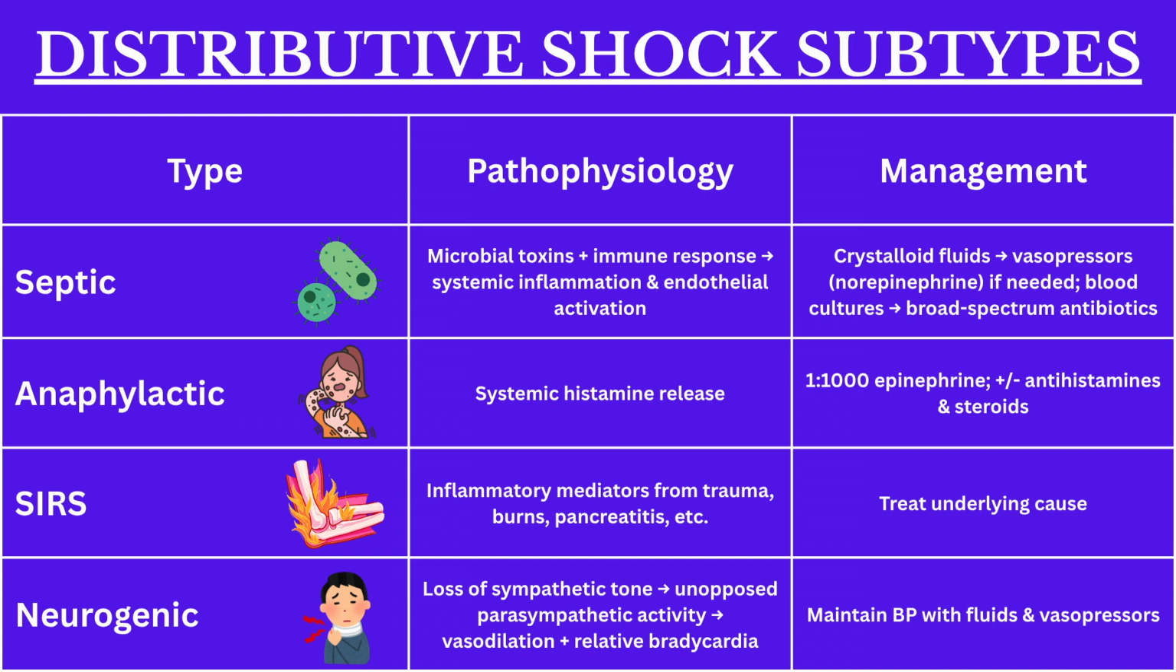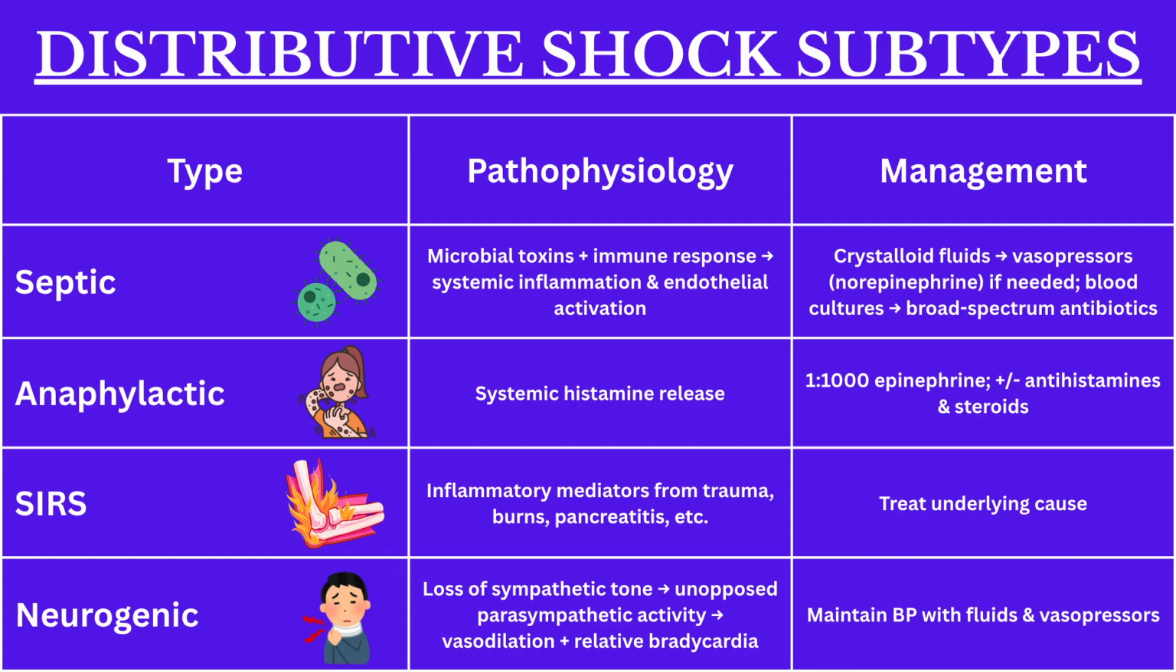A systemic inflammatory response can cause distributive shock too. When there's a strong insult to the body, like trauma, burns, or pancreatitis, inflammatory mediators will be released systemically, causing that widespread vasodilation. Treat the underlying cause here.